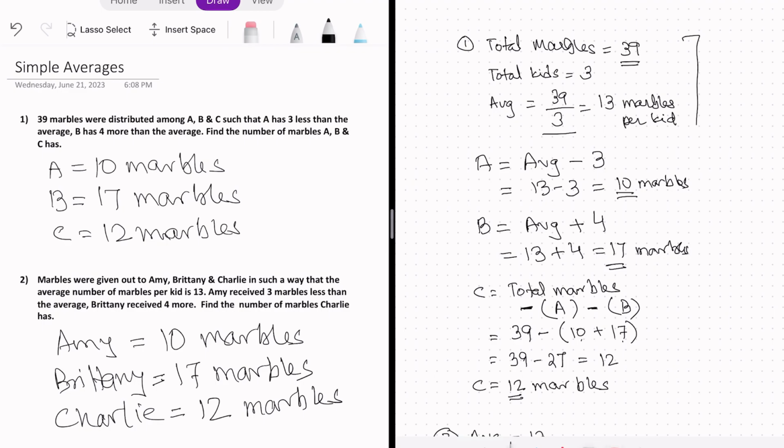The formula that you got to remember is this. An average always comes with a unit. In this particular case, it's marbles per kid. And you got to remember that unit. In your answers, you got to bring the unit back. For example, if you see the answers here, I have said A has 10 marbles, B has 17 marbles, C has 12 marbles. That unit, you got to take the unit along with you in your calculations.